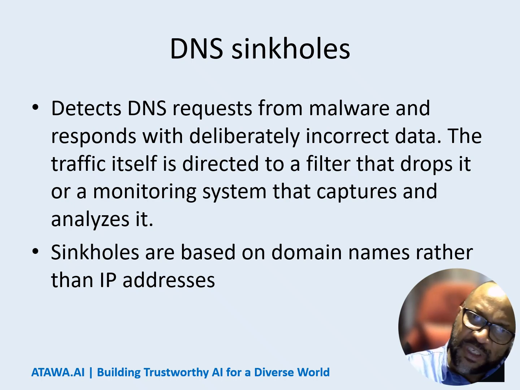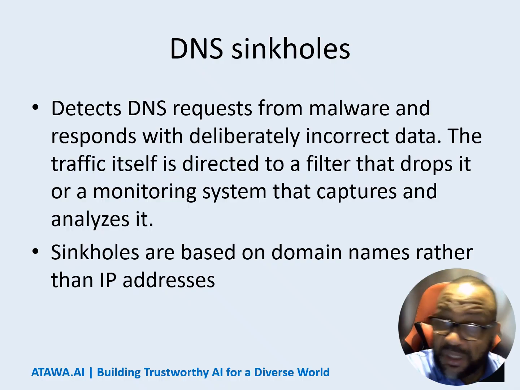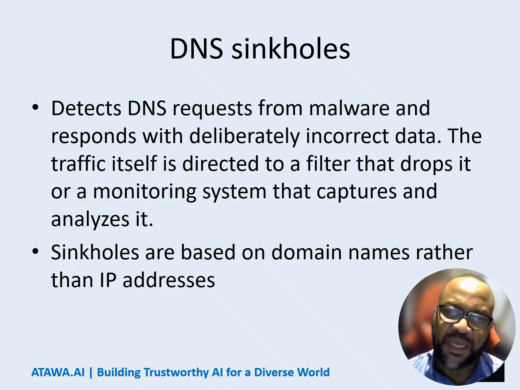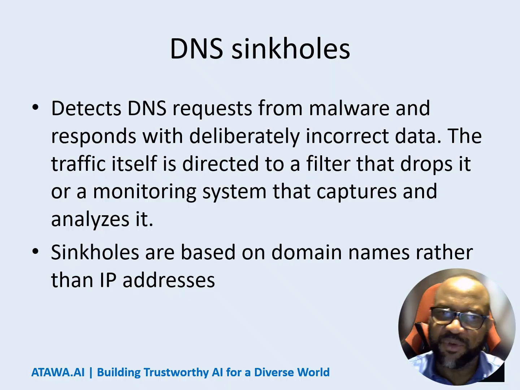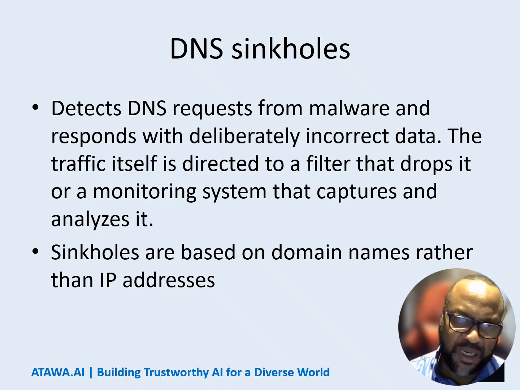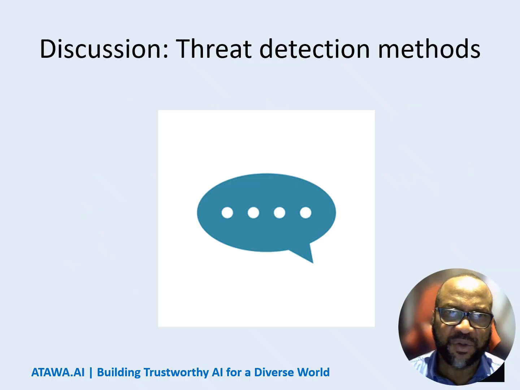So for a sinkhole, it looks for DNS requests from something like a malware, and then it responds with deliberately incorrect data. That way the traffic is directed somewhere else, maybe to monitor it and see what is happening in there. So this one is based on the domain names, not the IP address. That's how DNS sinkholes work, right?